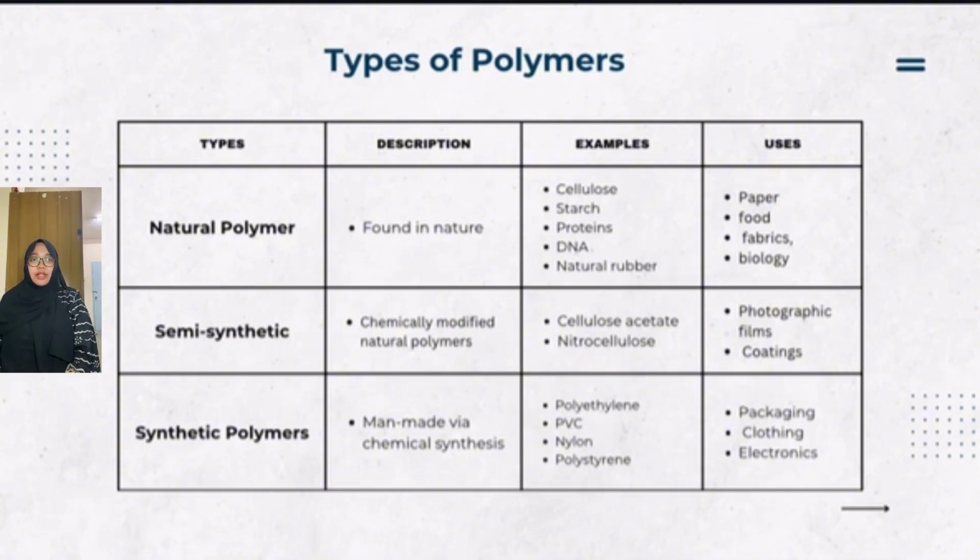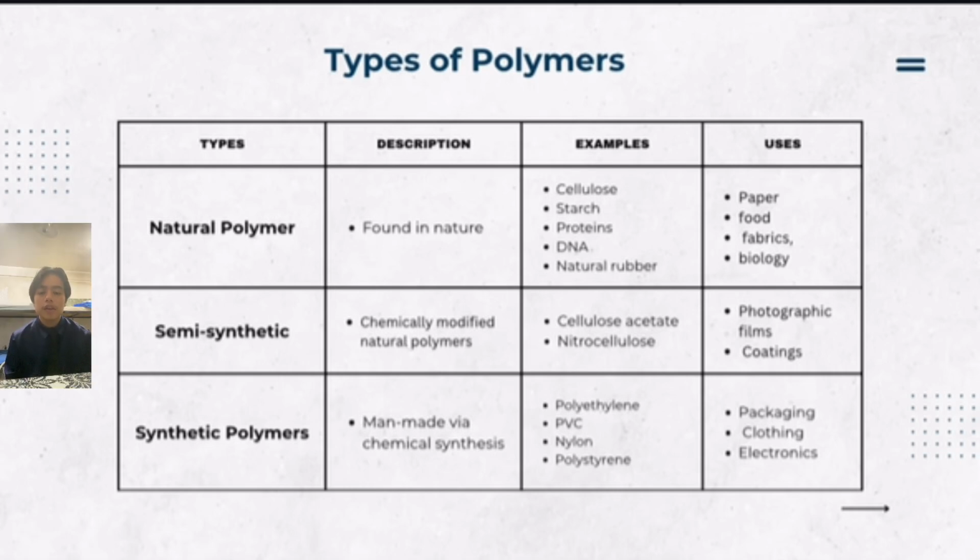Natural polymers are found directly in nature. Examples include cellulose, starch, proteins, DNA, and natural rubber. These are used in things like paper, food products, fabrics, and biological materials.